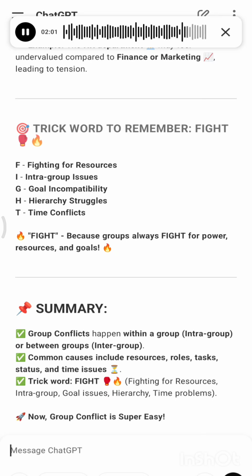Summary: group conflicts happen within a group, intragroup, or between groups, intergroup. Common causes include resources, roles, tasks, status, and time issues. Trick word: FIGHT. Fighting for resources, intragroup, goal issues, hierarchy, time problems. Now, group conflict is super easy.